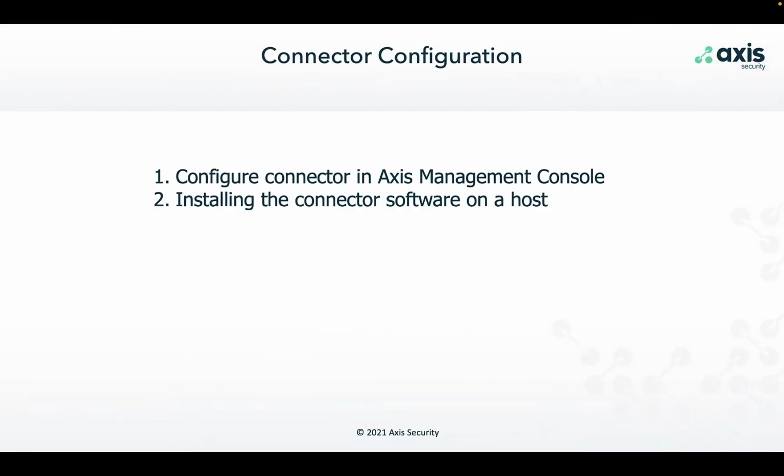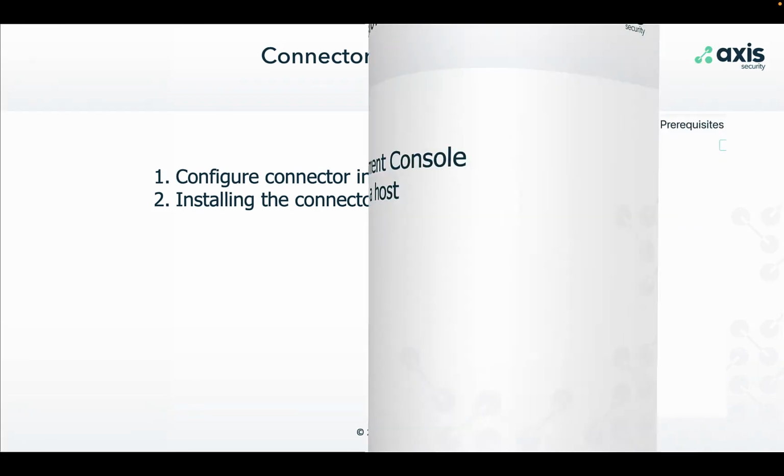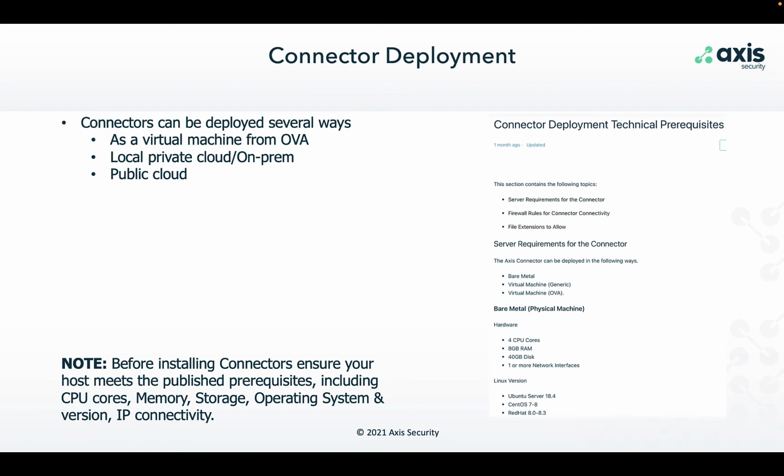In order to configure and enable a connector, you first configure the connector within the Access Management Console and then go through the process of installing the connector software on a Linux host. It's important to ensure that when you deploy your connector to a local private cloud, on-prem, or a public cloud, that you meet the system requirements in terms of CPU cores, memory, storage, operating system, version, IP connectivity.